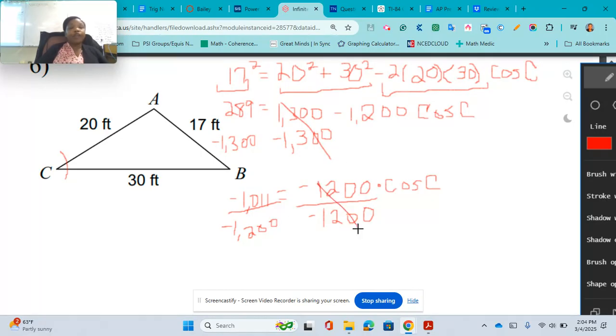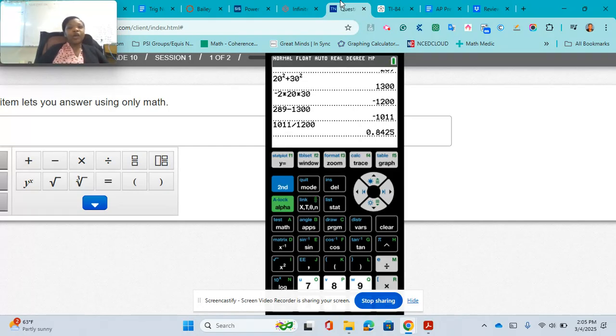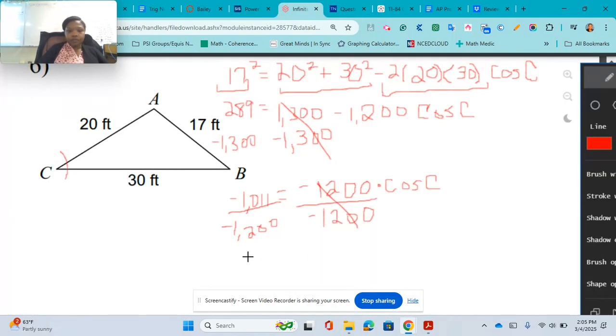All right. First, I'm going to work on the negative divided by negative, which will be a positive. And then all I have to do is put the numbers. 1011 divided by 1200 is 0.8425. All right, and that equals cosine C.